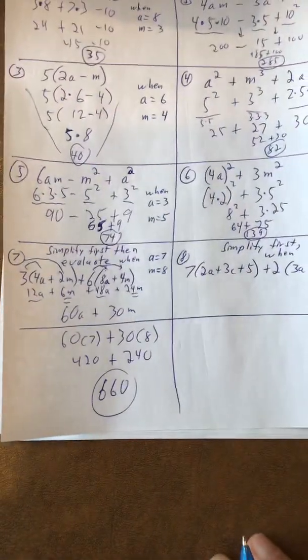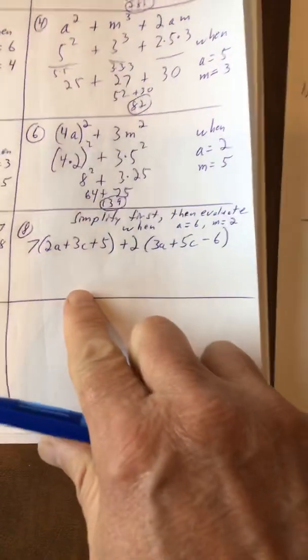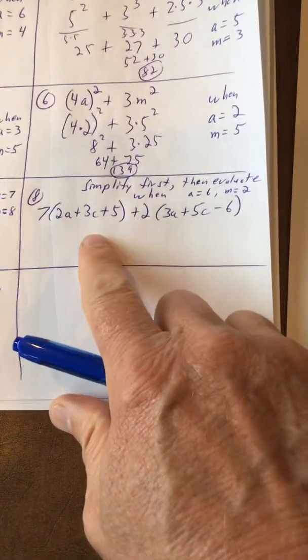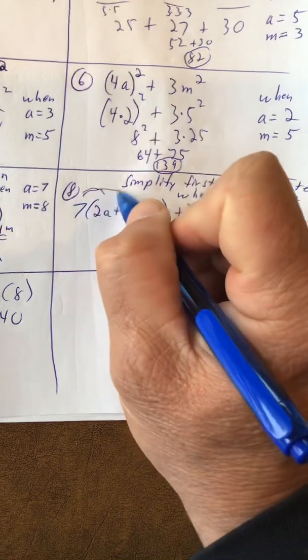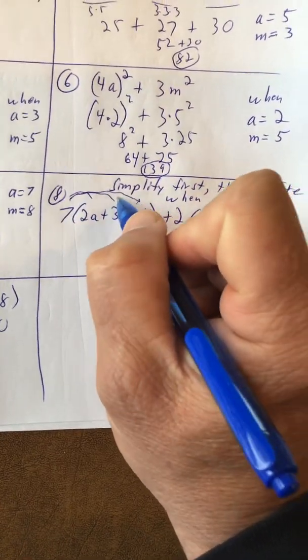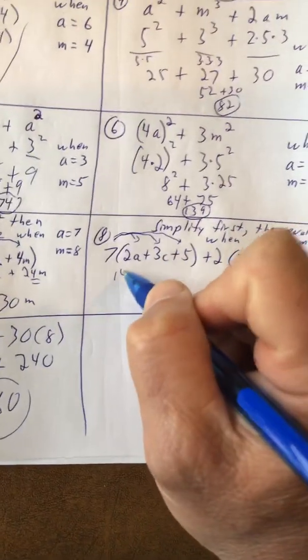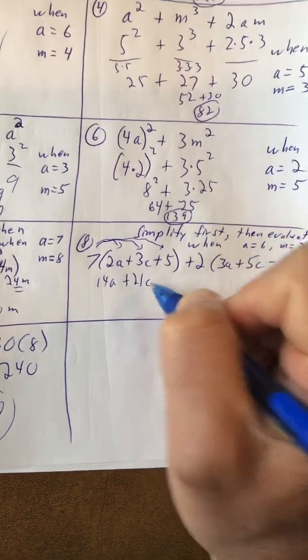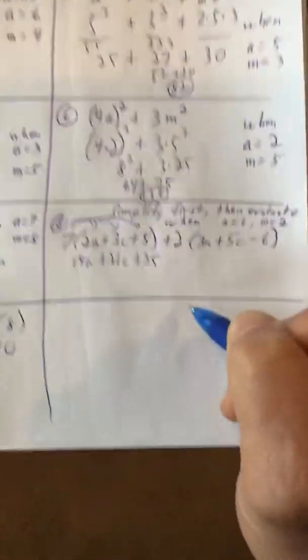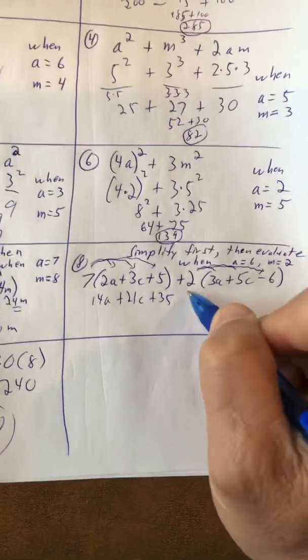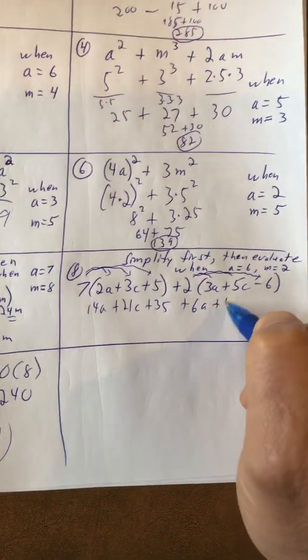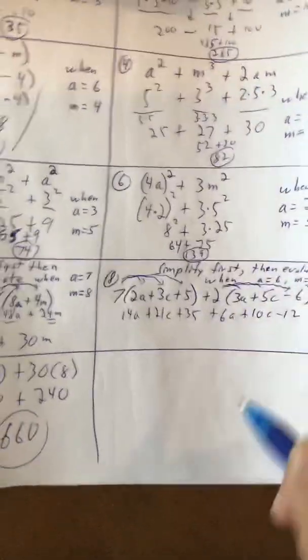All right, so last one here. I'd like you to copy and try. Just hit pause and go. You know what to do. So hit pause and try it. I'm going to get going here. There's 14a plus 21c plus 35. And I'm going to multiply each of these. And that's 6a plus 10c minus 12.